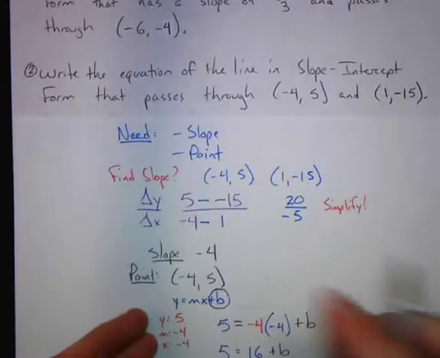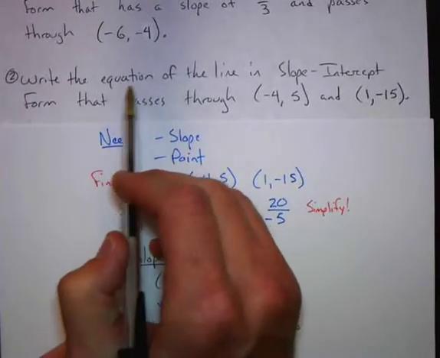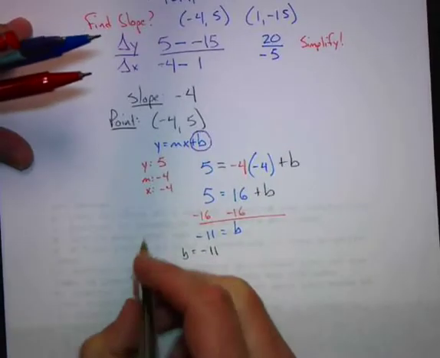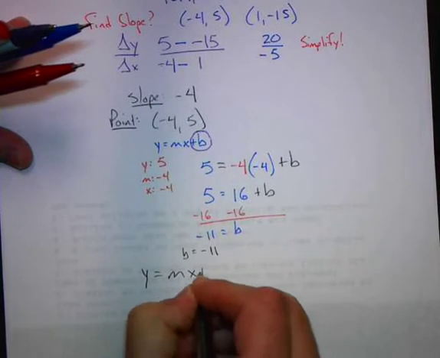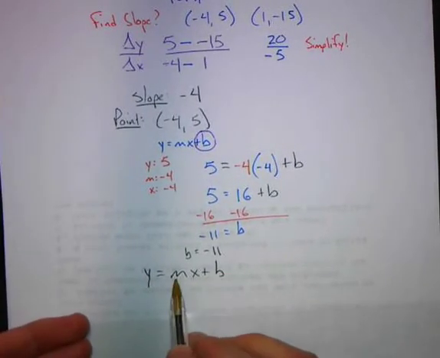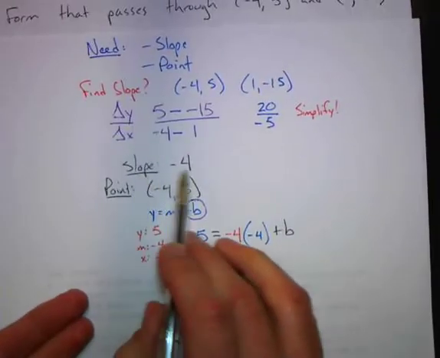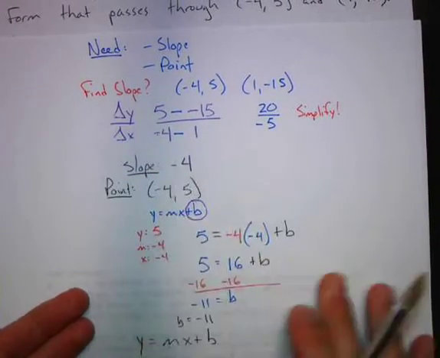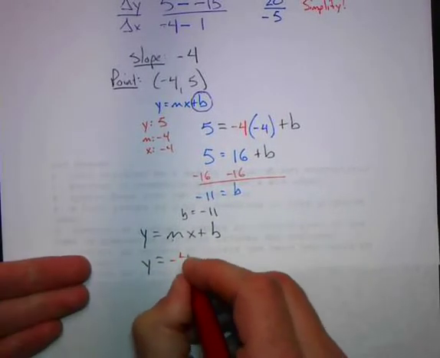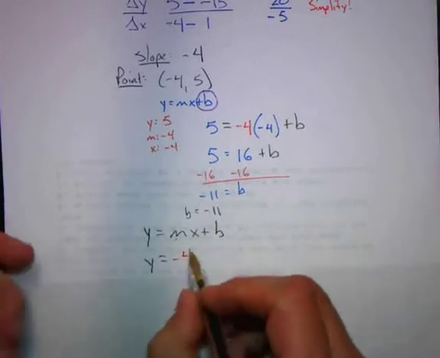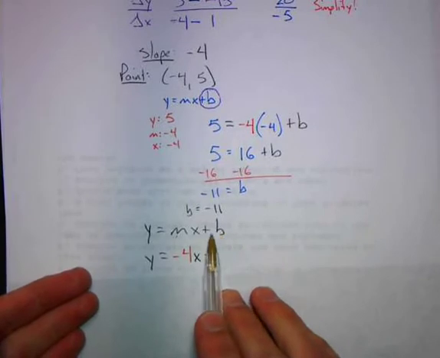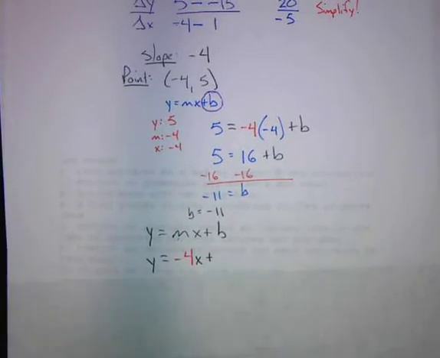Go back to the question. Well, what are we doing? We're writing an equation of a line in slope-intercept form. Slope-intercept form, again, is y equals mx plus b. Where we need to have an m, we need to have a b. Do we have an m? Yes, we do. The m is what we found up here through this work. Our m is negative 4. So we have y equals negative 4. The x stays x, the plus stays plus. Do we have a b? We sure do. We just found it. The b is negative 11.